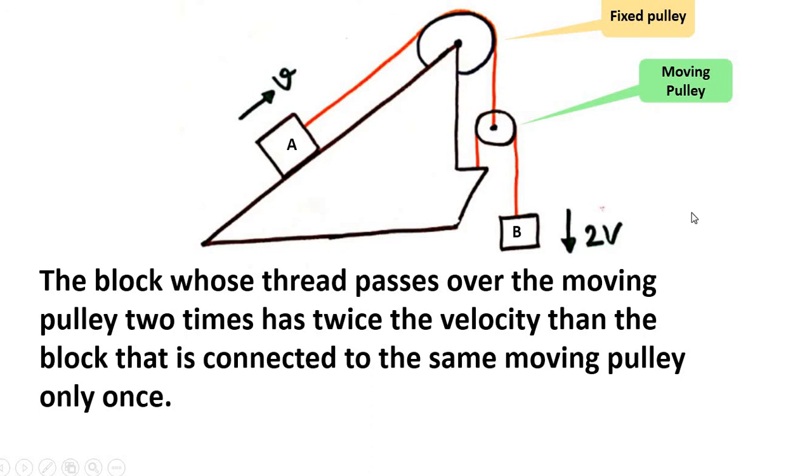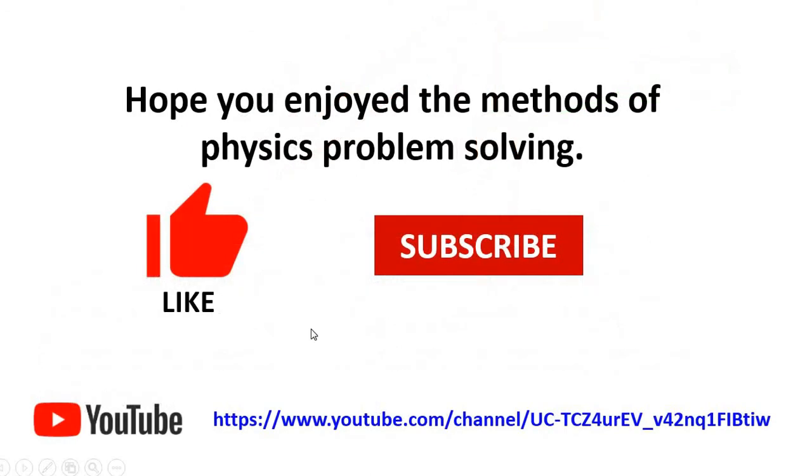So in all these questions you saw that same concept was used, that the block whose thread passes over the moving pulley two times has twice the velocity than the block that is connected to the same moving pulley only once. So students, I hope that you enjoyed the shortcut methods of constraint motion.